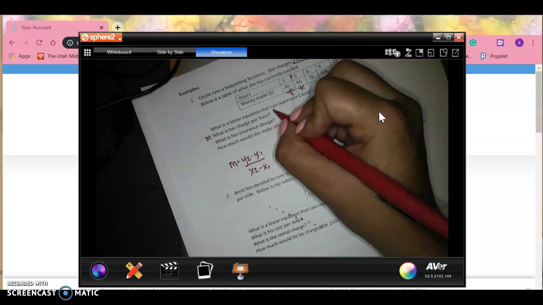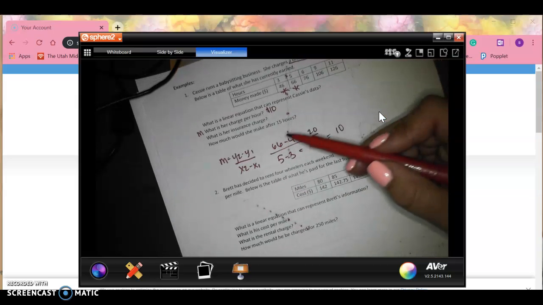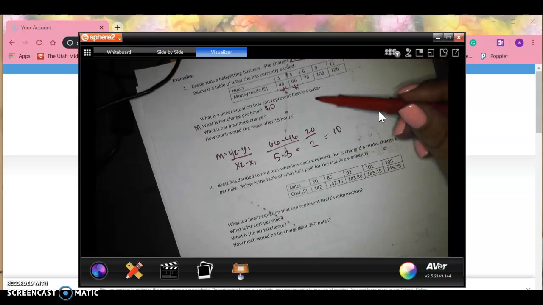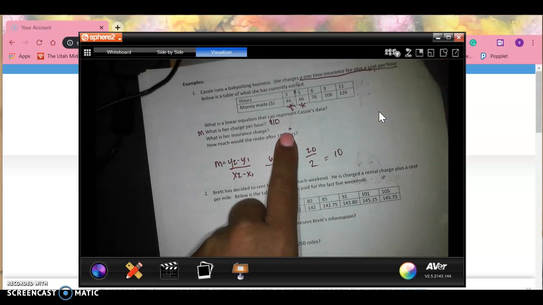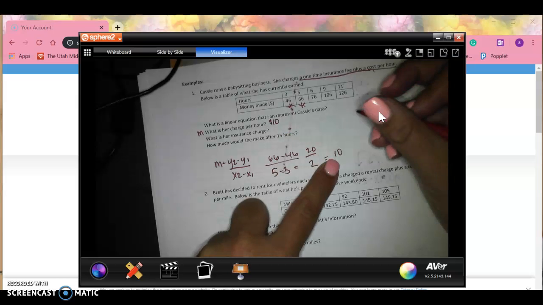What is her charge per hour? 10. All right, write a linear equation that represents Cassie's data. We can't do that yet. What is her insurance charge? You can do slope-intercept or point slope for this. I'm going to do point slope.